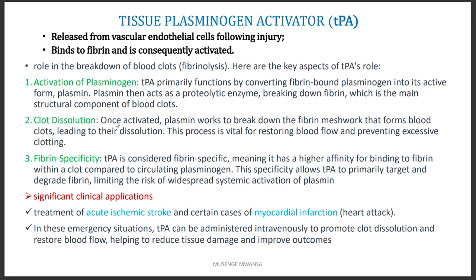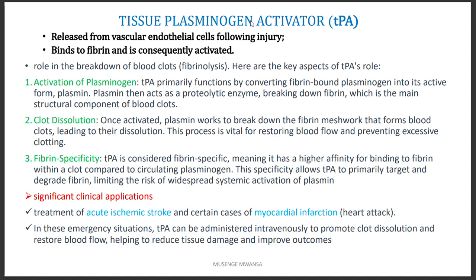Okay. So once we have activated plasmin, the plasmin works on the fibrin meshwork that forms the blood clot, thereby dissolving it. So we're going to be able to dissolve this clot. This process is, of course, important for restoring blood flow. Now, you don't want this to happen where there is a wound. You have wounded yourself, and then the plasminogen is converted to plasmin. It will break down that fibrin, meaning blood will continue flowing. This is important inside the body where blood is clotting anyhow.